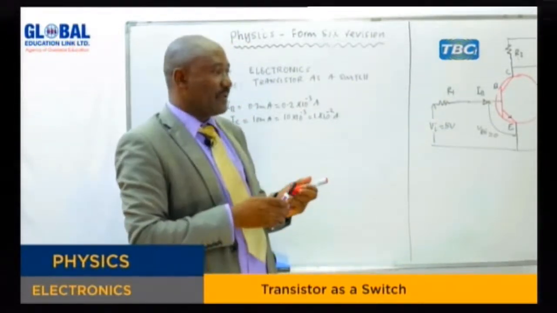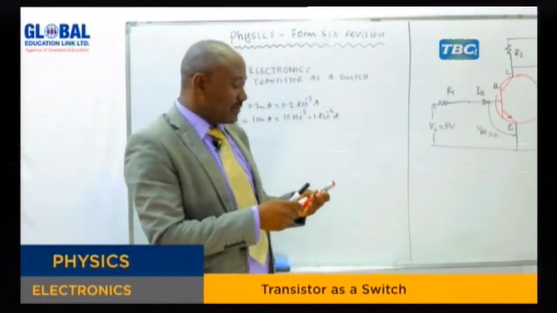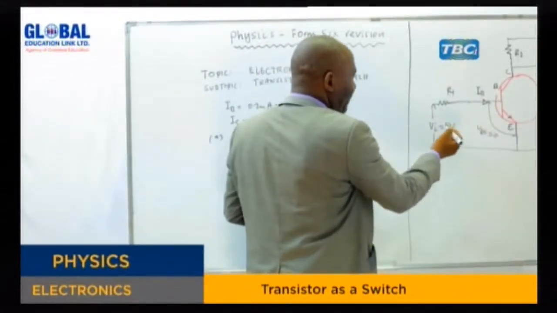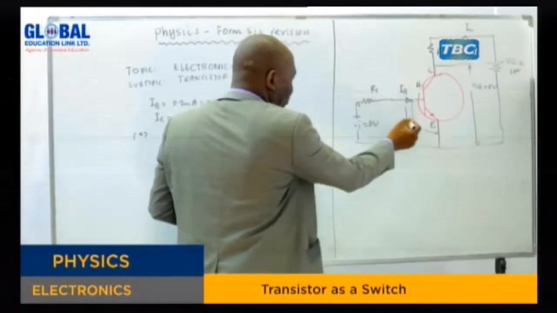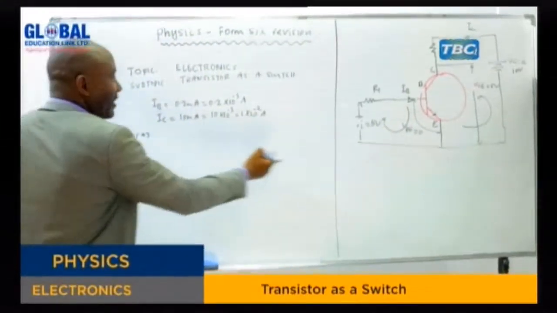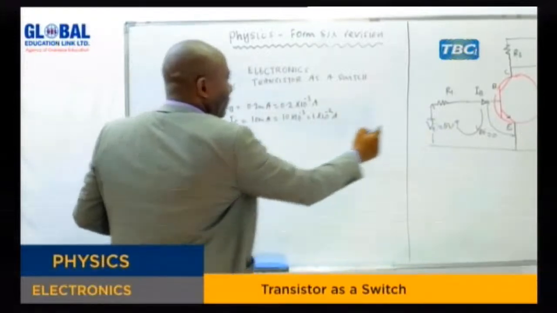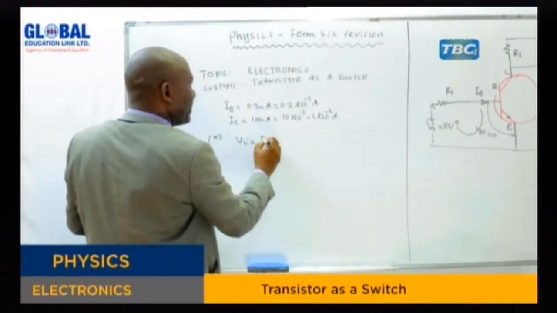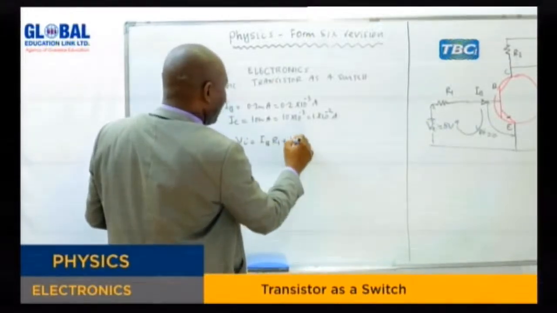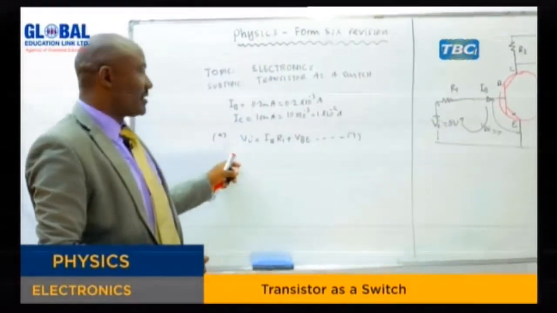You can see from this circuit, where do you find R1? R1 is found in the input circuit, and R2 is found in the output circuit. So you're supposed to consider the circuit which involves the input and output. If you apply Kirchhoff's law in this loop, 1 and 2 for the input, from the input you have the voltage which is given as the input voltage. This input voltage equals the voltage across R1, which is the base current times R1, plus the voltage across the junction, that's VBE. This is the input circuit, and it gives us the equation which governs the input circuit.